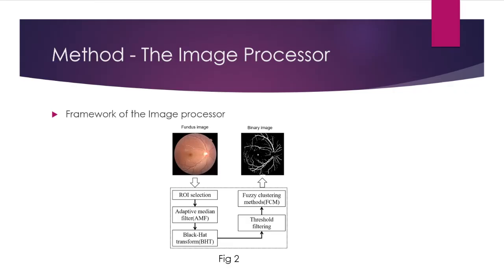As shown in Figure 2, I'll introduce the image processor first, which consists of 5 steps. They are ORI selection, adaptive median filtering, blackhat transform, threshold filtering, and fusing clustering methods. Through them, the fundus image will be transferred to a binary image of vascular.